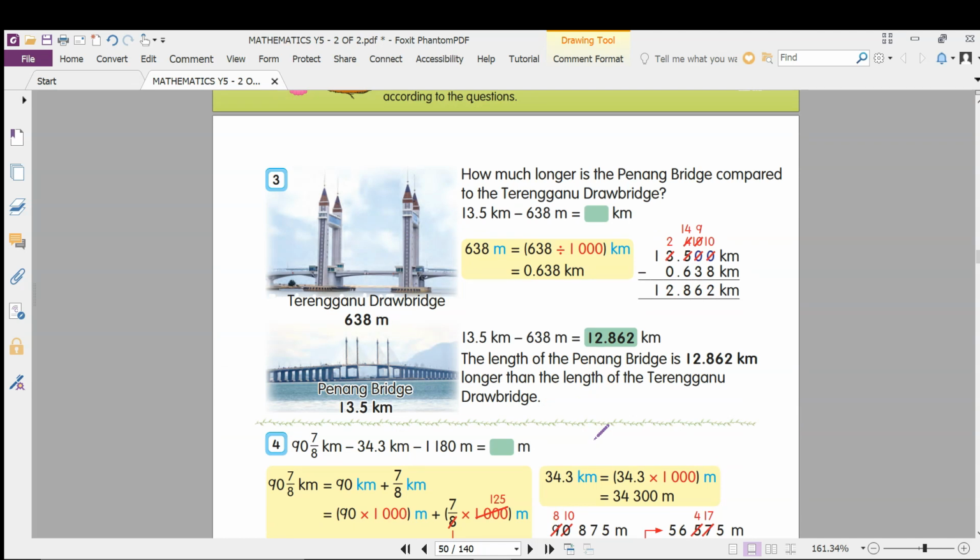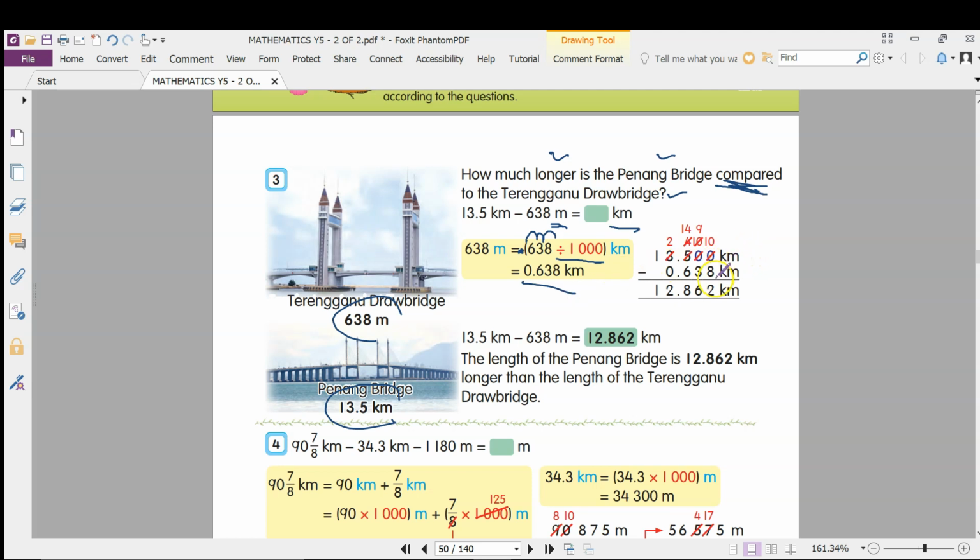Okay, example 3. How much longer is Penang Bridge compared to Terengganu Drawbridge? You see, compared you have to minus. So Penang Bridge is 13.5, the drawbridge is 638 meters. Question asking for km. So the meters you have to change to km first by dividing 1000. Because meter is smaller, km is bigger. So you have to divide 1000. So 3 zeros divide, move 3 times, 1, 2, and 3, dot in front, 0.638.